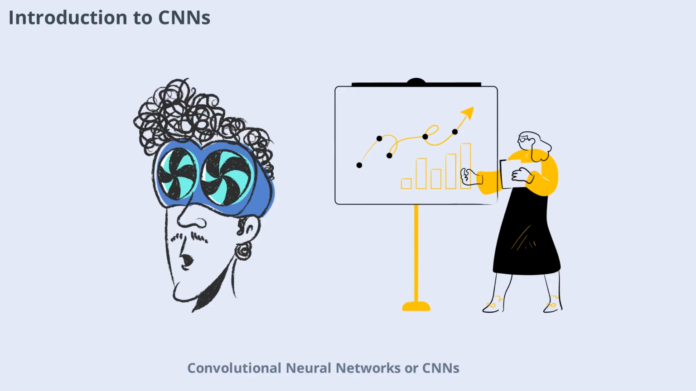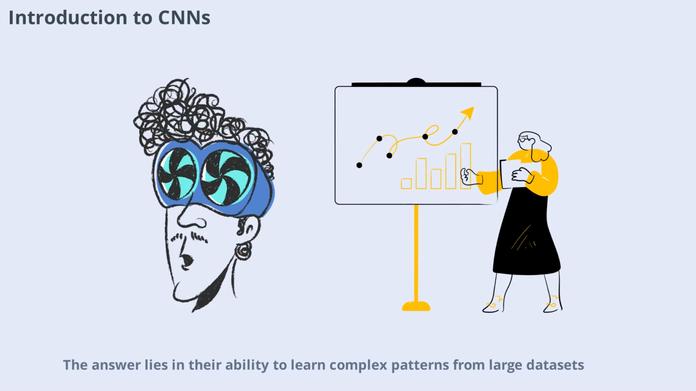Convolutional neural networks, or CNNs, have revolutionized the way we process and analyze visual data. From facial recognition to self-driving cars, CNNs are at the heart of many modern AI applications. But what makes them so powerful? The answer lies in their ability to learn complex patterns from large datasets. However, even the most advanced CNNs can struggle if the training data is limited or lacks diversity. This is where data augmentation comes into play, offering a solution to enhance model performance and reliability.